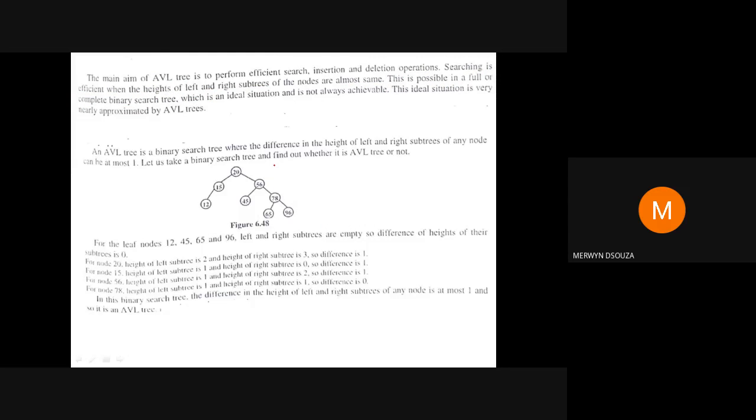Okay, now let's come to the definition of an AVL tree and how to identify whether a given binary search tree is an AVL tree. So this is the definition of the AVL tree. Basically, an AVL tree is a binary search tree where the difference in the height of the left and the right subtree of any node can be at most 1. Okay, remember this: the height of the left and right subtrees of any node can differ by at most 1.